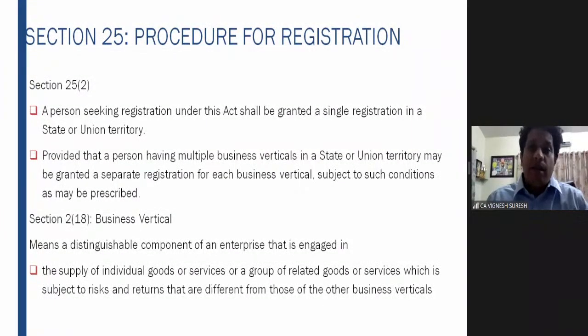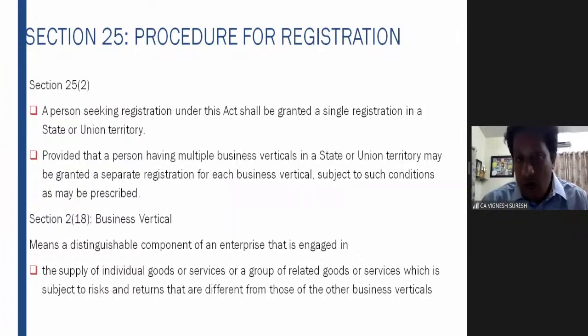For example, I am a taxable person. I am into the retail sale of furniture. Now I have started another shop wherein I am into retail sale of textiles. Therefore, retail sale of furniture is separate and retail sale of textiles is separate. So the law gives me an option that I can register myself separately for each business vertical. If I have multiple business verticals in one state, I can get separate registration for each business vertical, subject to the conditions as may be prescribed.